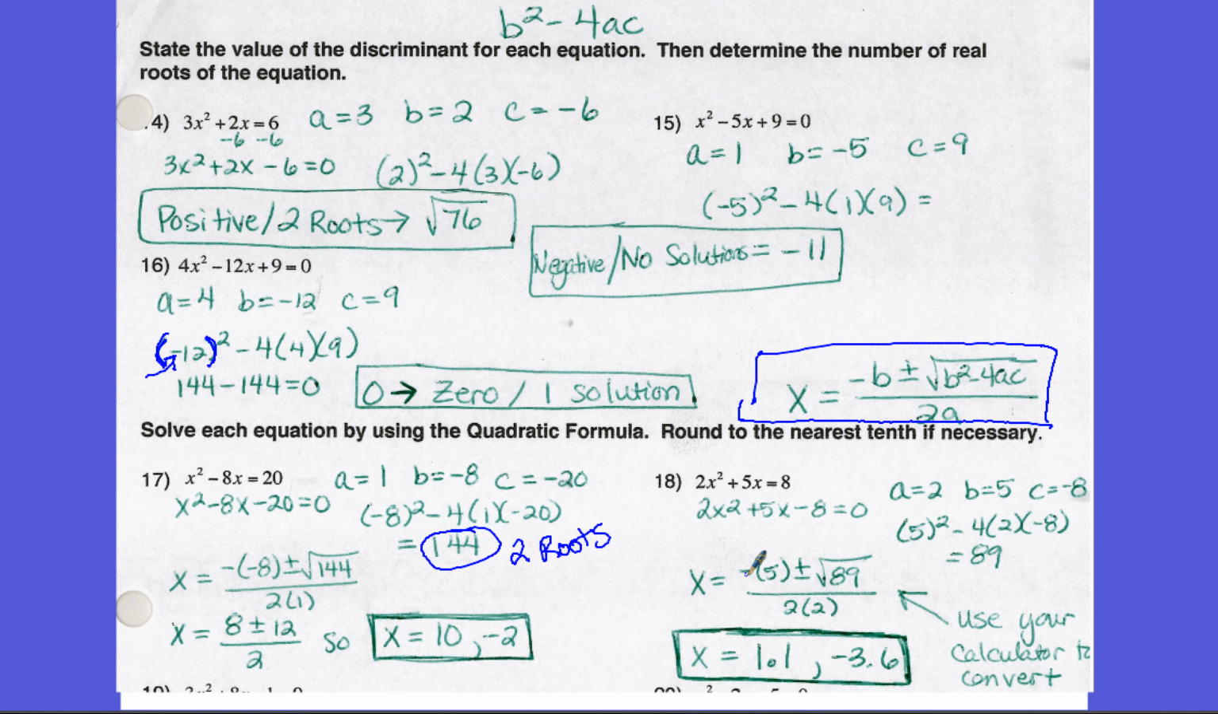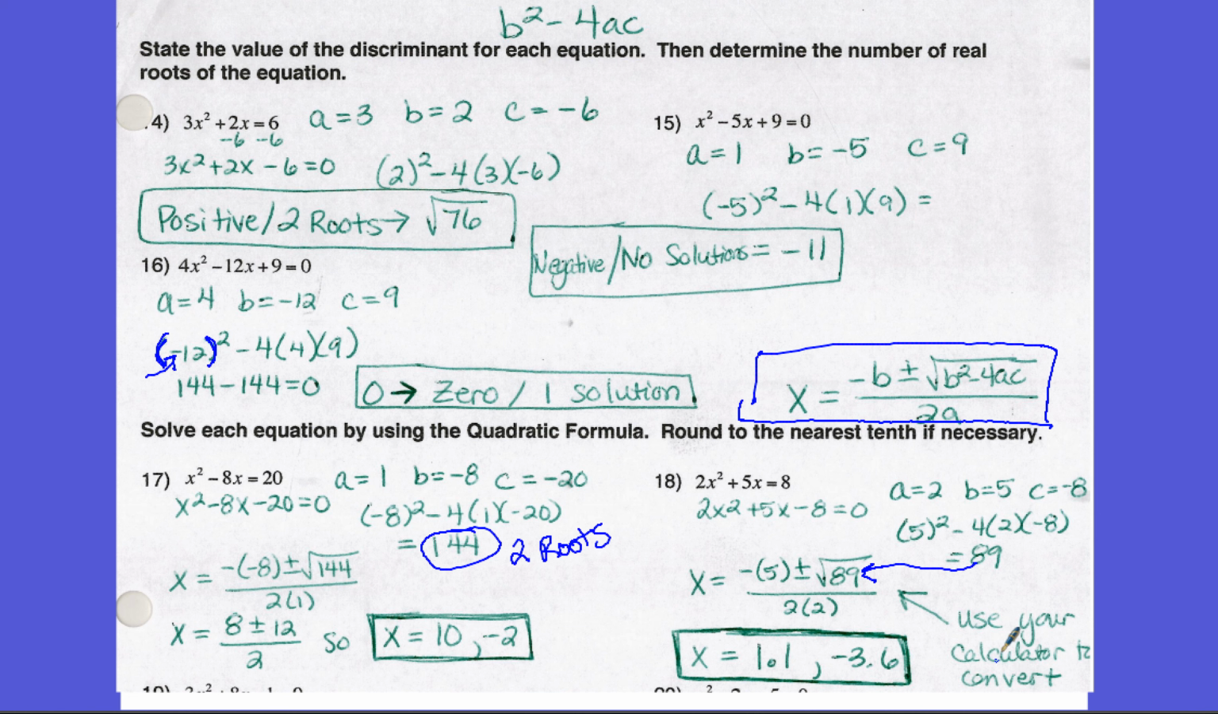X equals the opposite of B, or negative B, so negative 5 plus or minus the square root of 89. I've already done the discriminant, so I can just put that number right underneath the square root, and then all over 2 times 2. When I plug this straight into my calculator, I should do negative 5 plus the square root of 89 all over 2 times 2, which gives me 1.1, and then negative 5 minus the square root of 89 all over 2 times 2, which will give me negative 3.6.